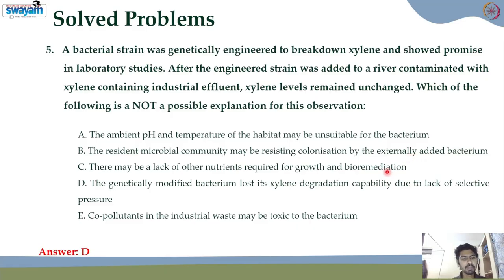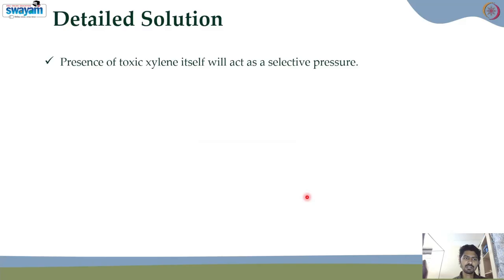And option C, there may be a lack of other nutrients required for growth and bioremediation. Yes, because microorganisms require other nutrients. We have already seen the micro and macronutrients needed for their growth and for carrying out the bioremediation process. Option E, co-pollutants in the industrial waste may be toxic to the bacteria. Yes, the presence of other pollutants can also be toxic to the engineered bacteria, which reduces their viability and ability to degrade xylene. So option D is not a possible explanation for this observation. We will move on to the next question.